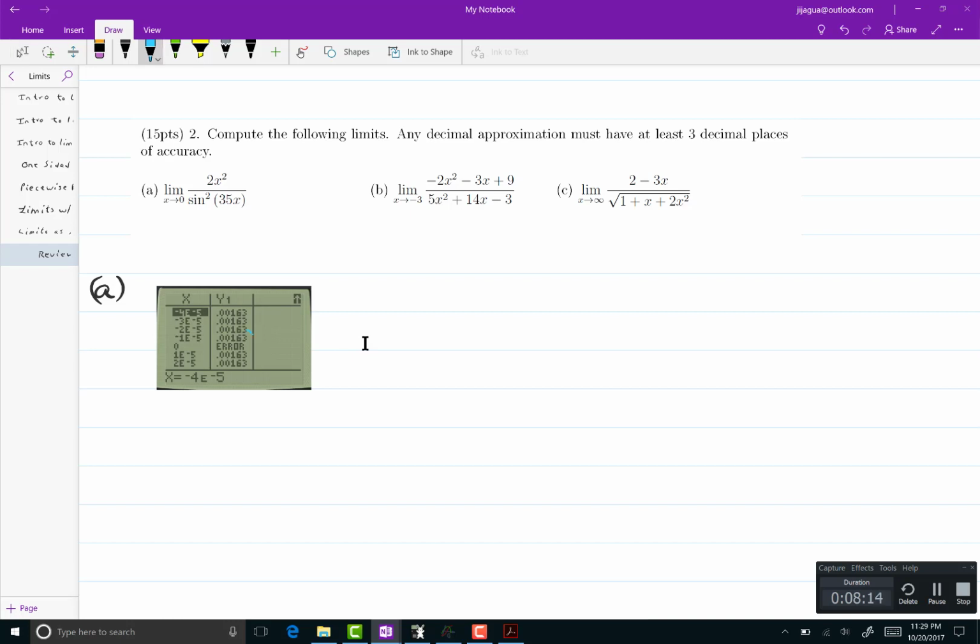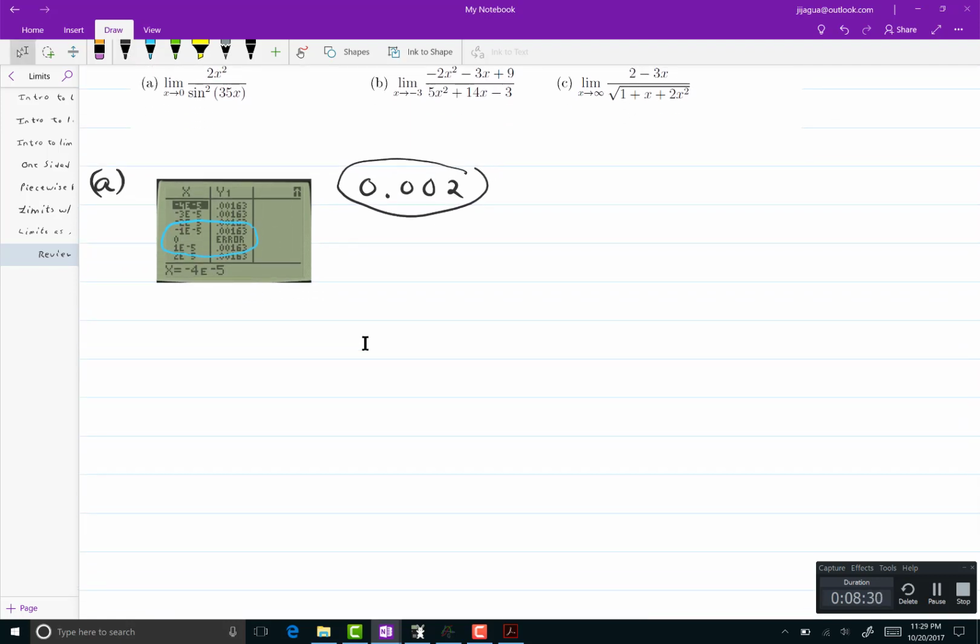And look at the numbers as close to 0 as you can. That's where I'm going to draw my conclusion. I'm not going to write 0.00163. I'm going to write 0.002 because all it required was 3 decimal places. Let's move on to part B.